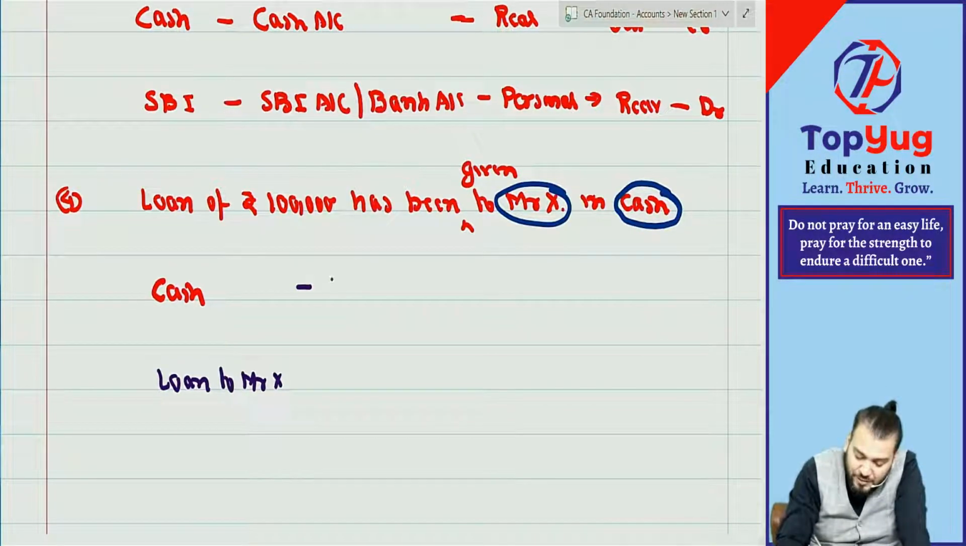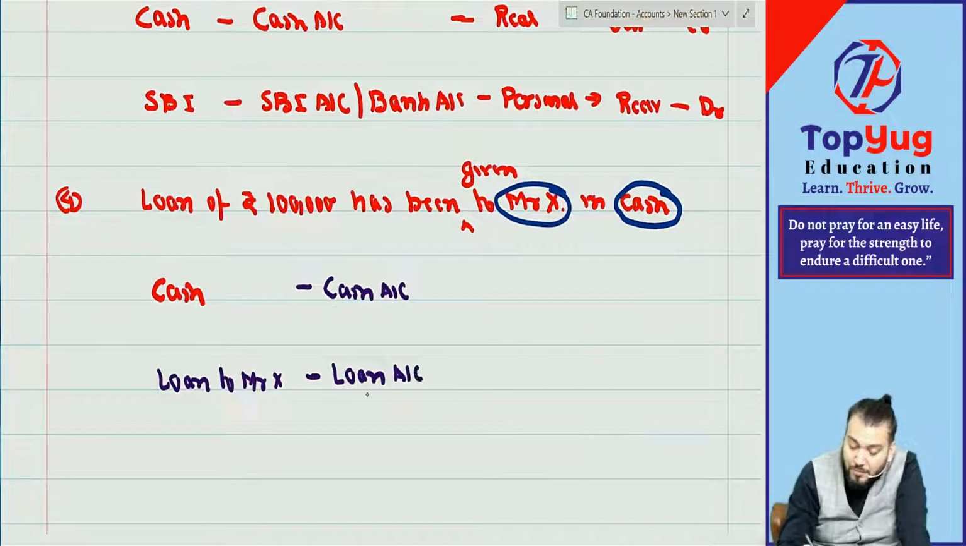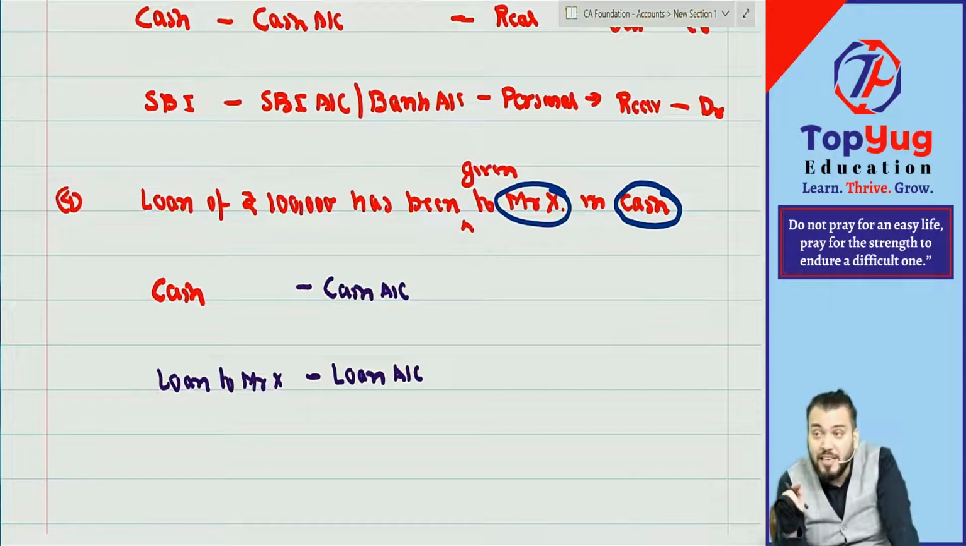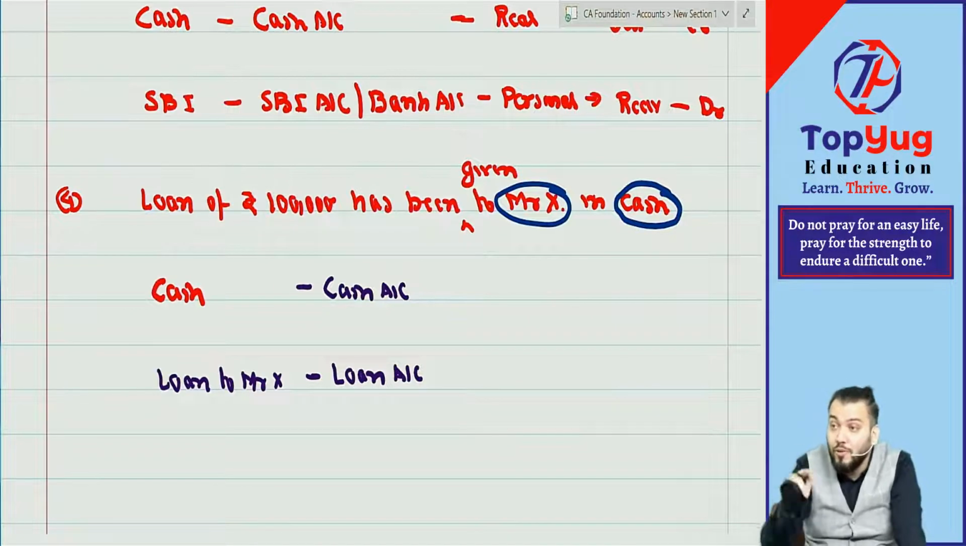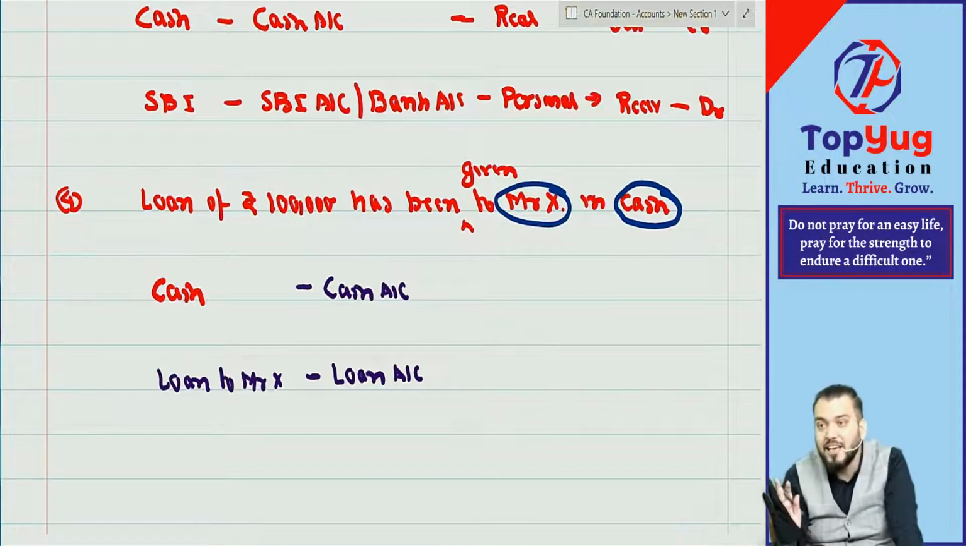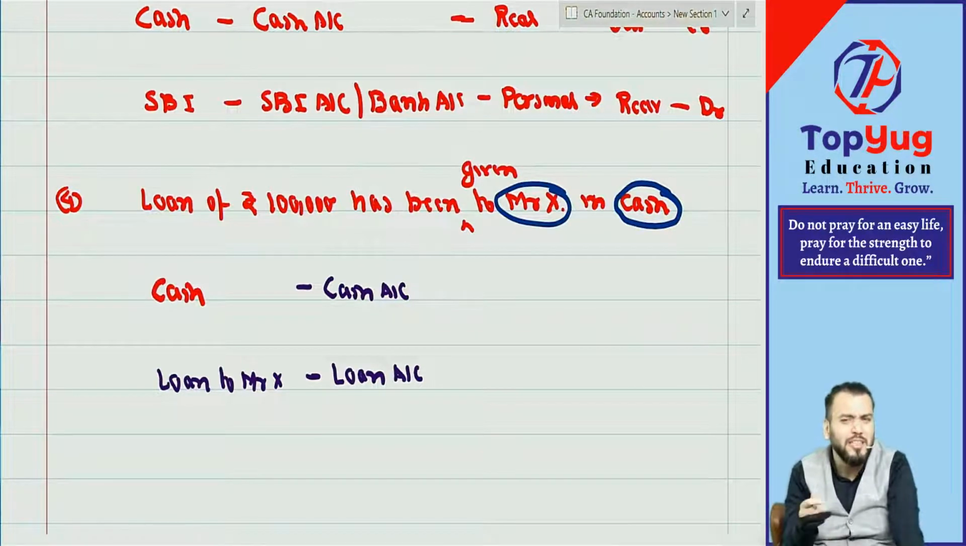So for cash which account? Cash account. For loan to Mr. X which account? Either you can open a loan account or you can open Mr. X account also. Mr. X will become a natural person. Loan account will become a representative personal account, because loan will represent Mr. X. So both are personal accounts. You can open loan account or Mr. X account also. Both are correct. But normally we open loan account.